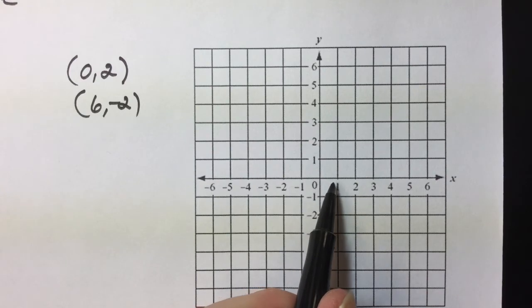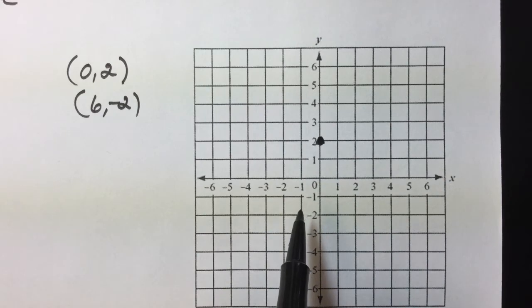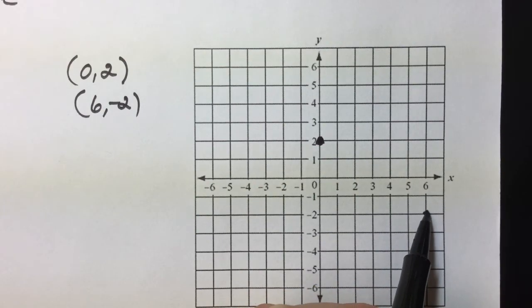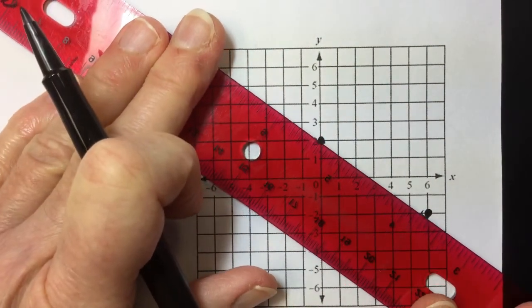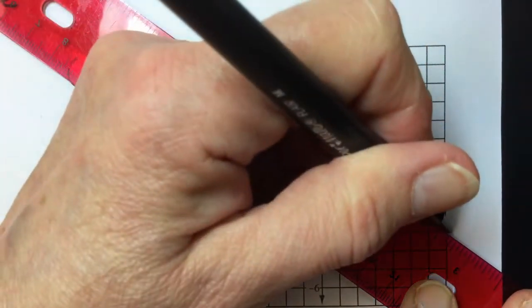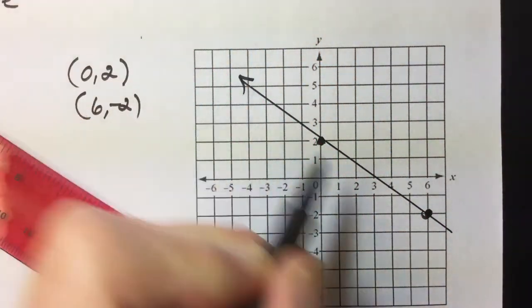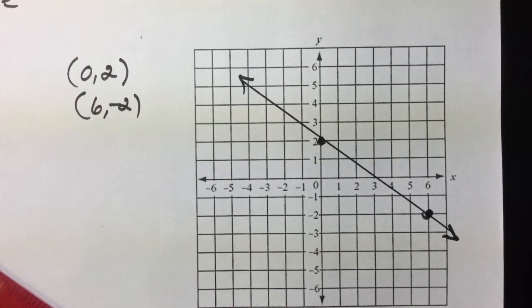So 0 displacement in the horizontal with a positive 2 in the y direction results in that point. 6 positive in the x direction with a negative 2 in the y results in that point. Taking a straight edge, we will connect those points, which is giving us a line which continues infinitely in both directions, and this is an infinite set of points that are solutions to the equation.